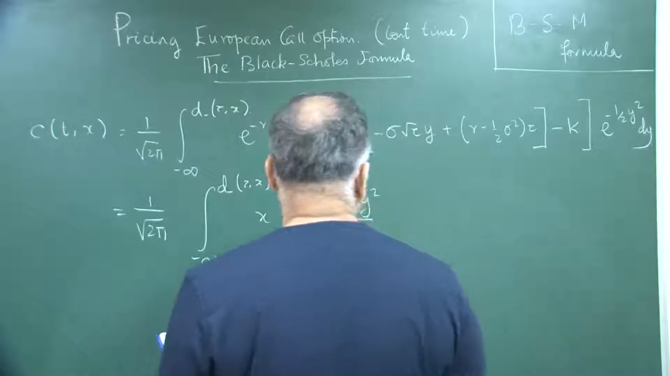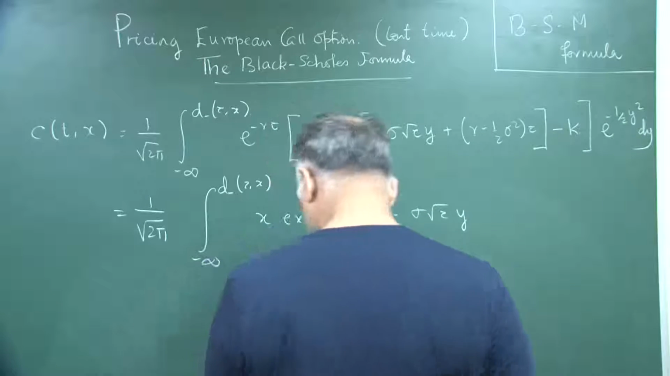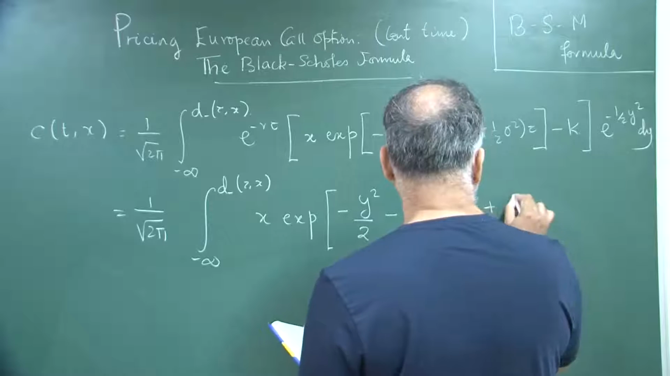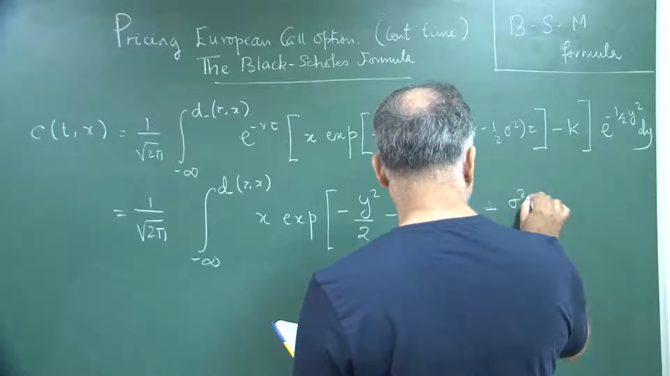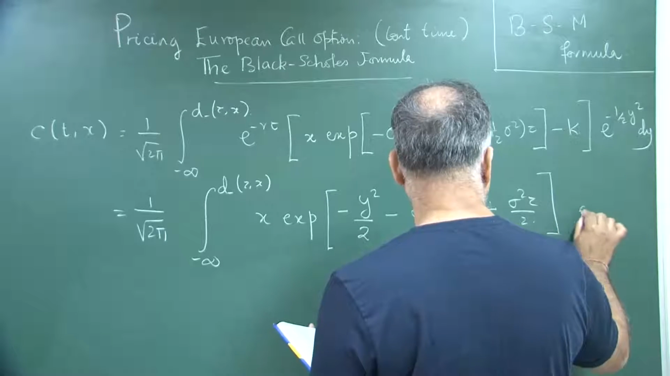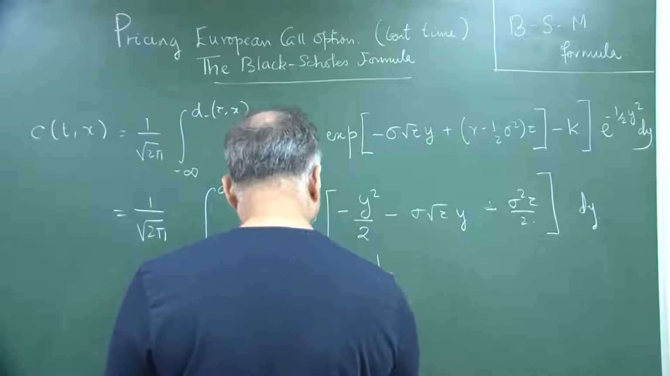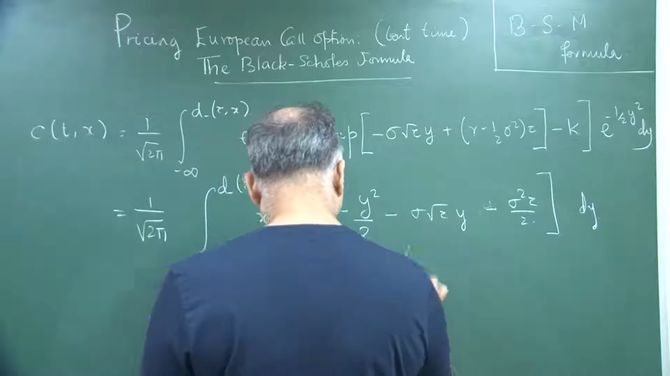So, that is what happens, minus sigma root tau y plus minus sigma square tau by 2. This is one thing into dy minus 1 by root 2 pi.